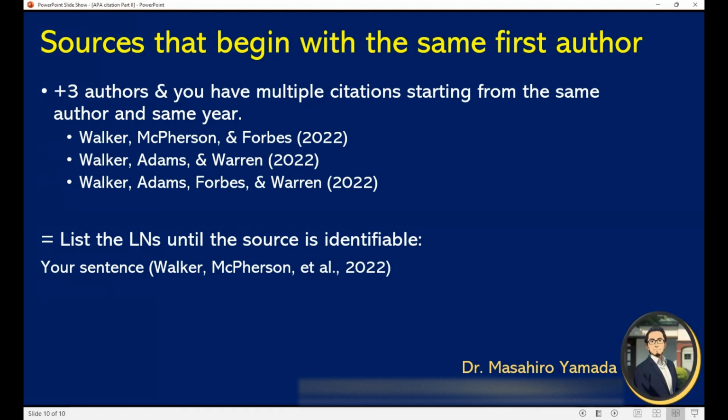So in part three, I'm going to talk about references, which has many more rules and is more complicated.